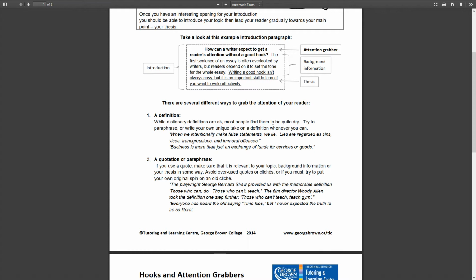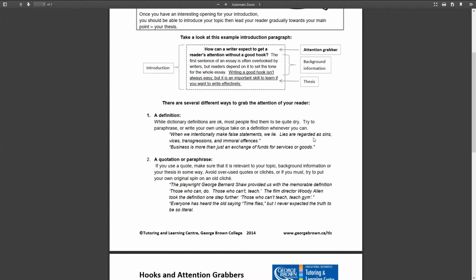So, for example, here's one on the screen. It says, when we intentionally make false statements, we lie. Lies are regarded as sins, vices, transgressions, and immoral offenses. So the writer of this says that lies are regarded as sins. They don't use the specific definition from the dictionary, but they paraphrase it and make it their own. And that's what I recommend doing so that it gives more knowledge and purpose to what you're doing.